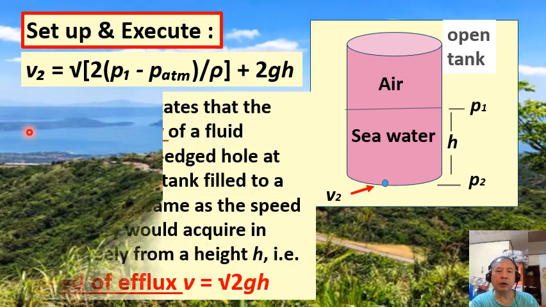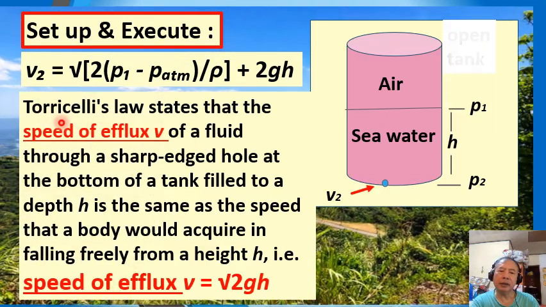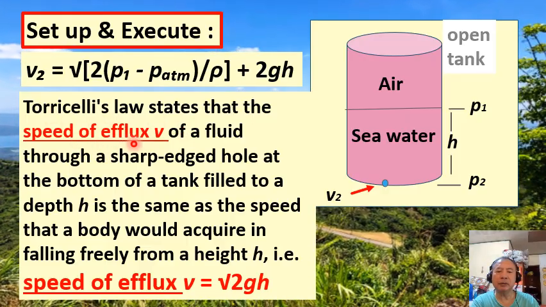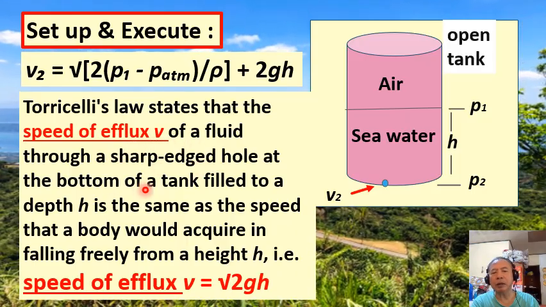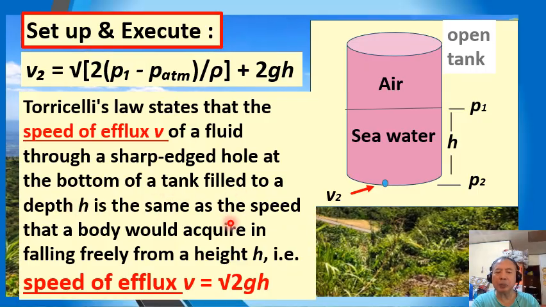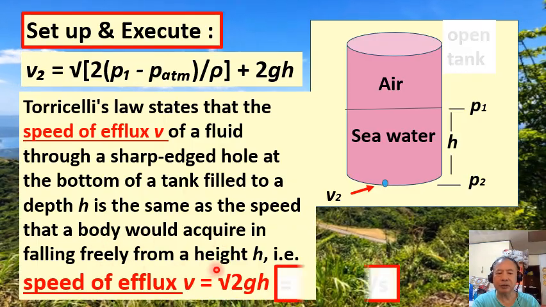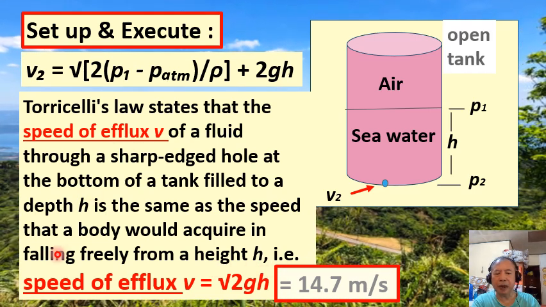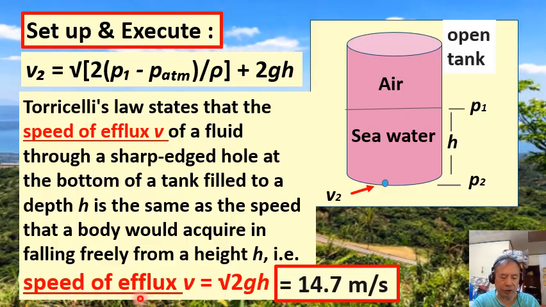Well, according to Torricelli, in his Torricelli's law that states the speed of efflux v of a fluid through a sharp-edged hole at the bottom of a tank filled to a depth h is the same as the speed that a body would acquire in falling freely from a height h. That is, v, or the speed of efflux, will simply be equal to the square root of 2gh.